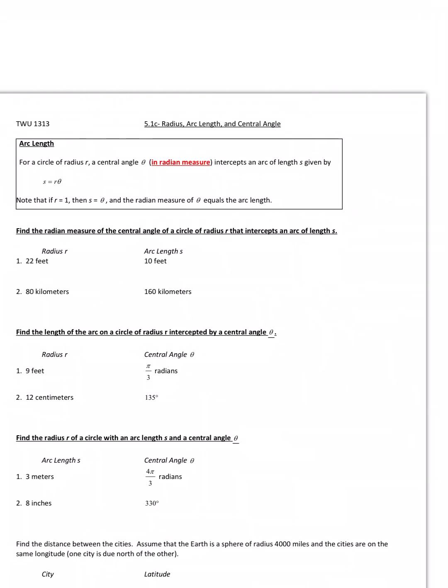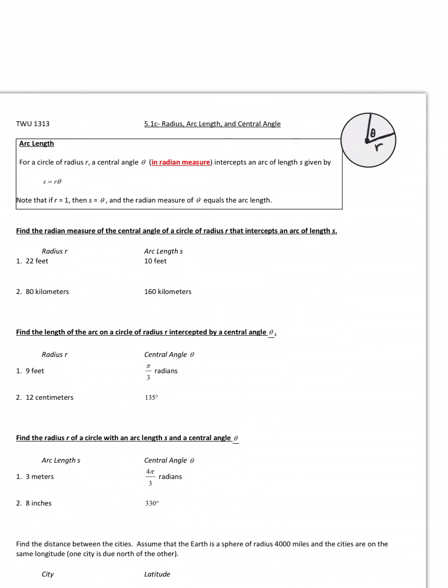All right, so in 5.1c, we're going to look at radius, arc length, and central angles. Okay, so let's take a step back into geometry days for just a second. Let's talk about a circle. And when you did circles, you know what the radius is, right? From the center out, that is your radius. Now we're talking about a central angle, and that's an angle that starts at the center and goes up, and we're going to call that angle theta.